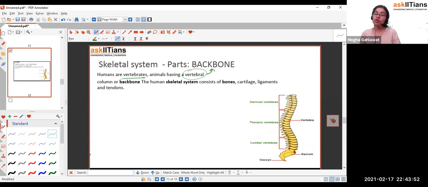You'll be learning more about the vertebrates, and the invertebrate animals which do not have the backbone, in the ninth standard in the chapter Diversity in Living Organisms, right? Apart from that, the human skeletal system has bones, cartilage, ligaments, and tendons.